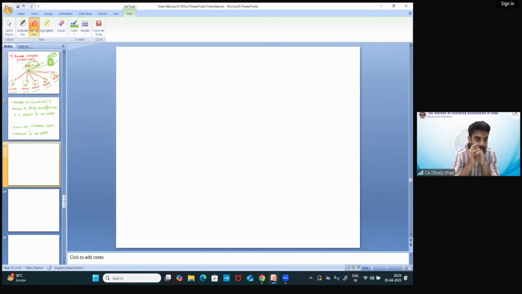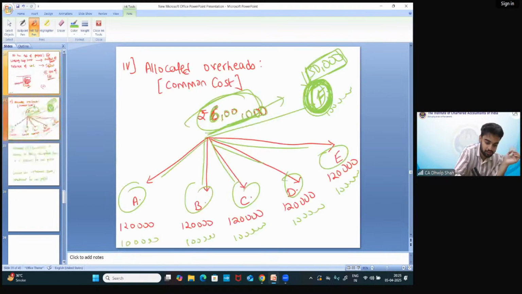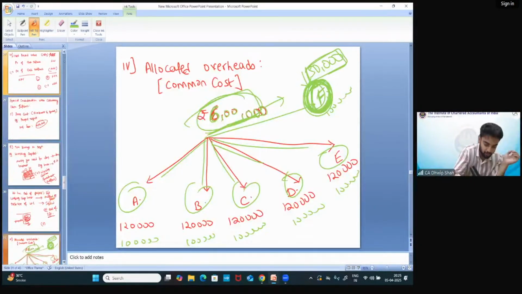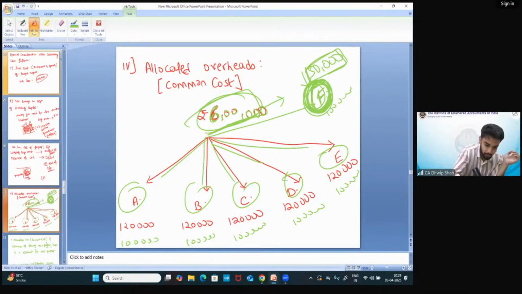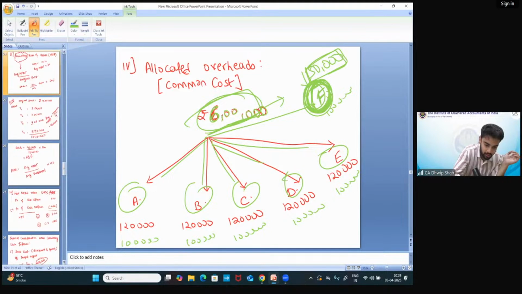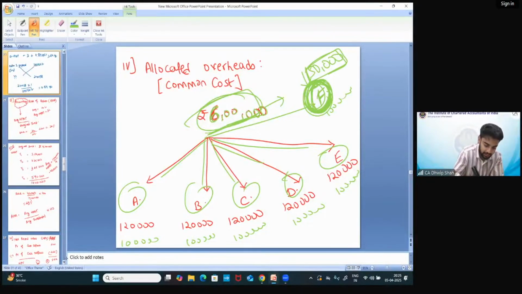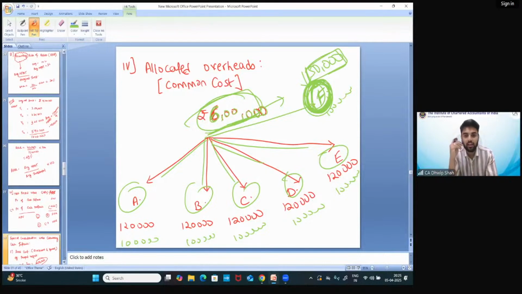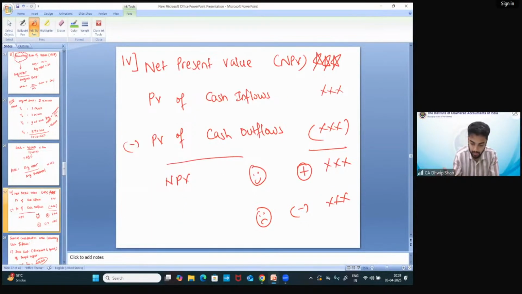Okay. Then we learned NPV. The formula of NPV is present value of inflows minus present value of outflows. Yes or no? And then last but not the least, we learned about special consideration about special line items while calculating the cash flows. Okay.